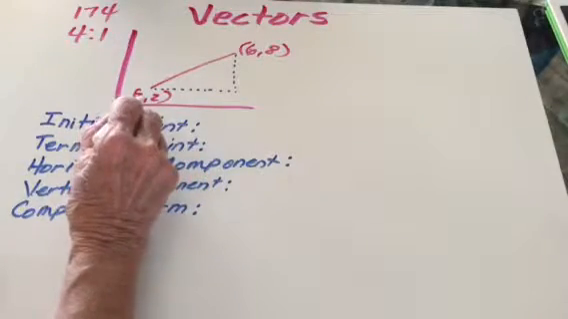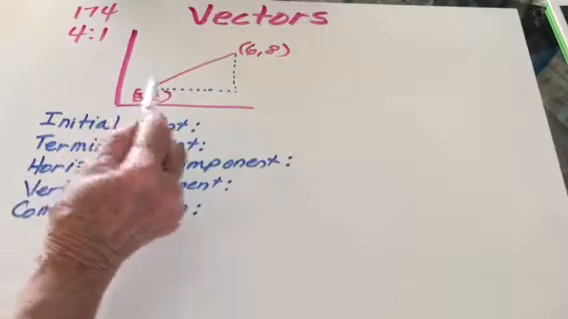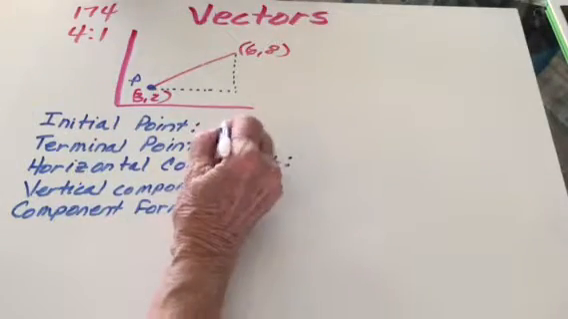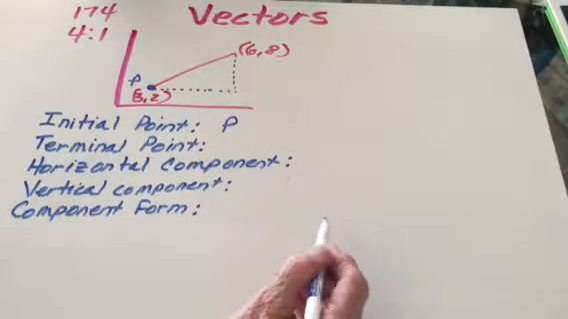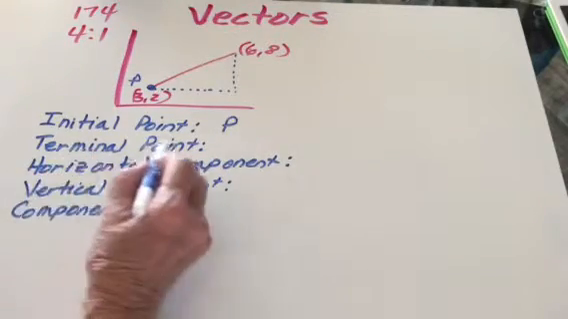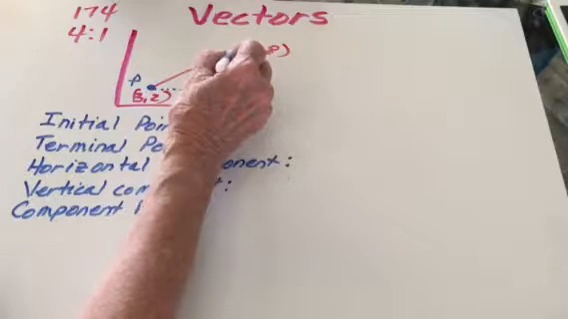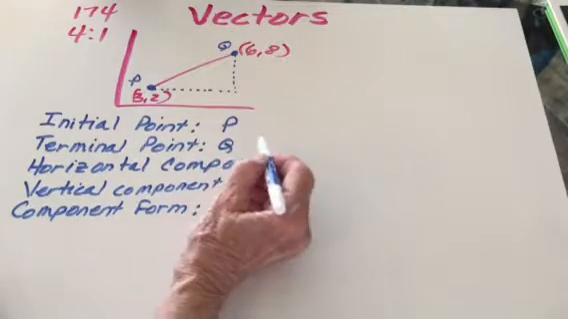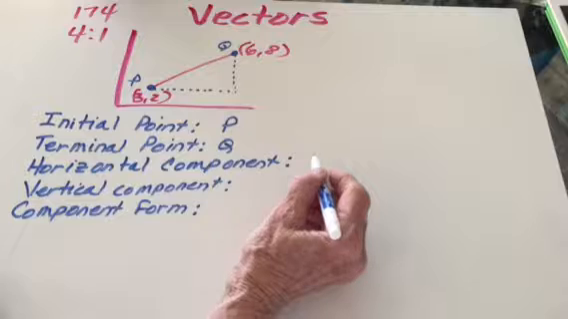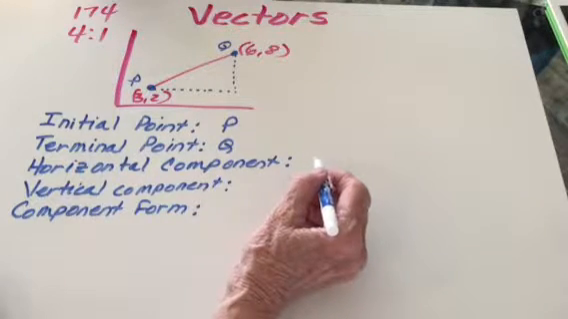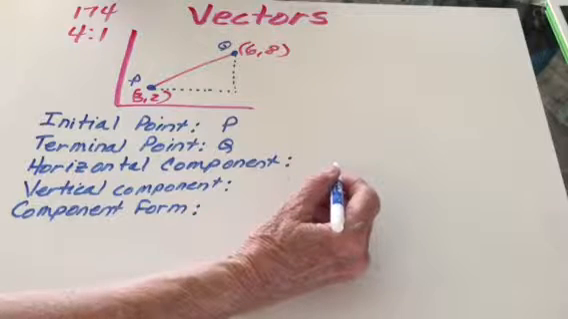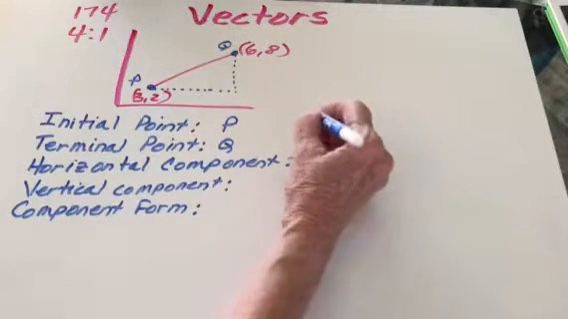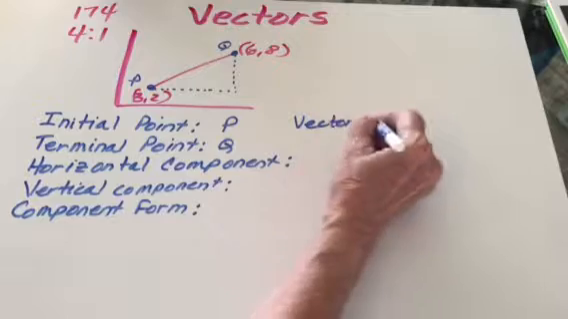Okay, my initial point on this one is (3, 2), and we call the initial point point P. That's just what they've given the initial point. The terminal point, which is another word for the ending point, is given by the letter Q. All right, so that vector is called vector PQ. That's how you read that.